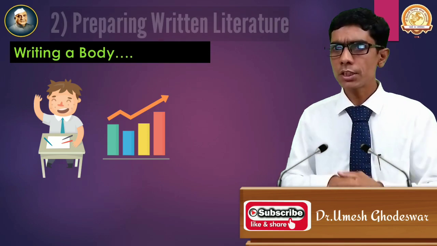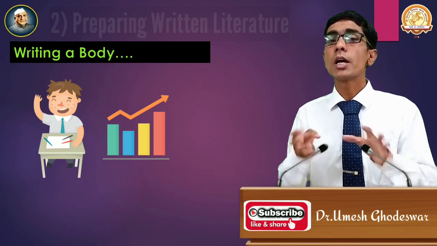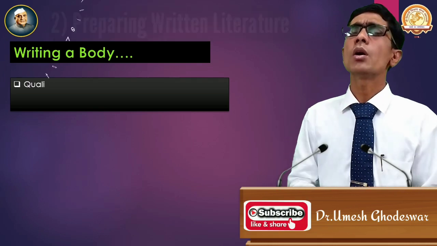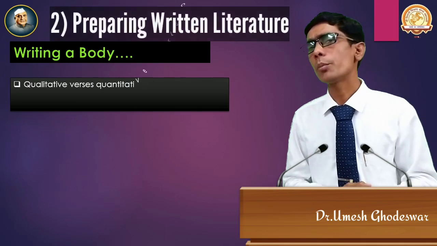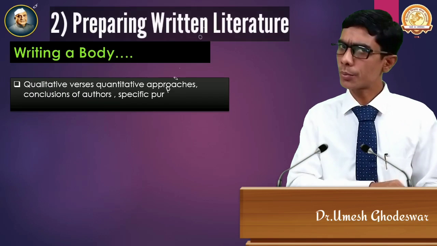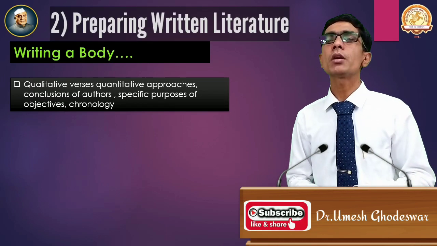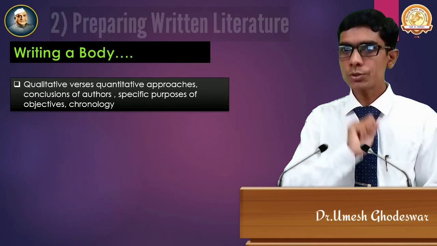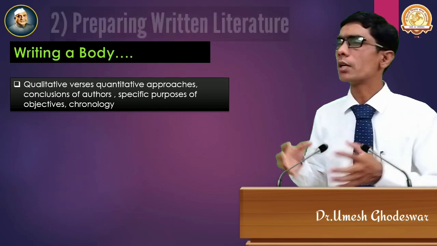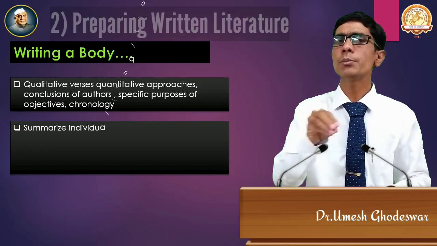Group research studies and other types of literature, like reviews, theoretical articles, and case studies, according to the common denominators, such as qualitative versus quantitative approaches, conclusions of authors, then the specific purpose of their objectives, then chronology and various types of written material. We should focus on these same points.